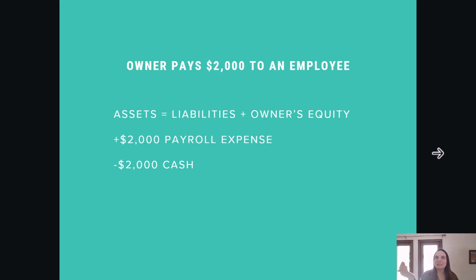So revenue and expenses are actually their own category of account. They just close into owner's equity, and it ties into the equity section of your simplified accounting equation.